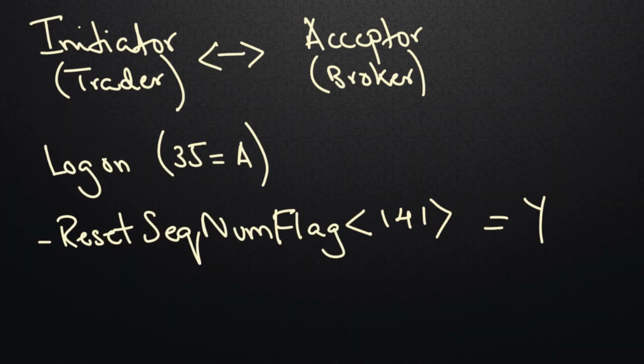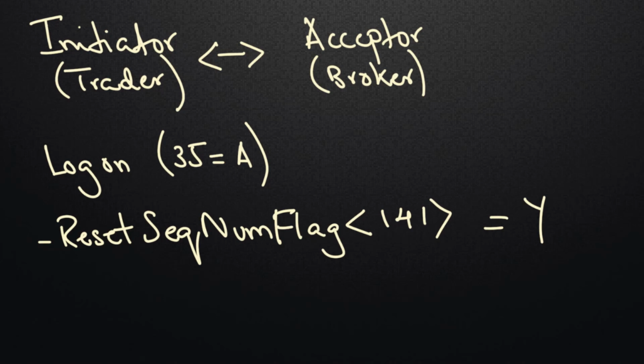In FIX terminology, the trader is the initiator and the broker is the acceptor. And to engineer a logon request in the first place, not only does the message type, of course, need to be A, 35 equals A, but there are a few other flags that need to be set in a pricing connection that we're talking about today that are necessary for the connection to be configured correctly. And in this case, the reset sequence number flag, which is tag 141 in the FIX version 4.4 protocol, needs to be set to Y.